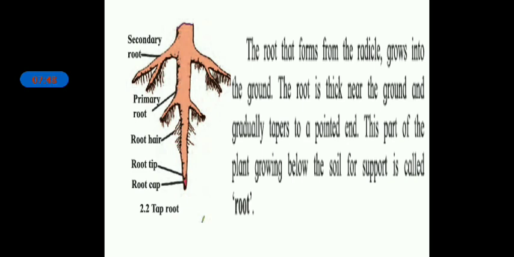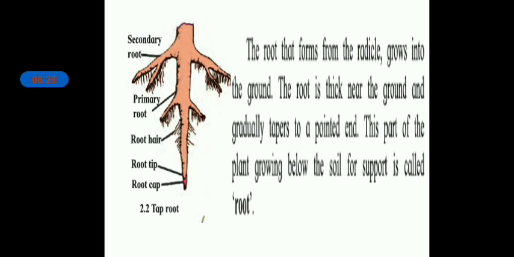See, the root that forms from the radicle, which means which will generate from the radicle, grows into the ground. The root is thick near the ground and gradually tapers to the pointed end. You can see in image 2.2. It's thick at the beginning, that is near the soil, and as we go down it goes on tapering, that is, decreasing in size and tapering to a pointed end. Finally we can see the pointed tip. This part of the plant growing below the soil will give us support. This is called the root.